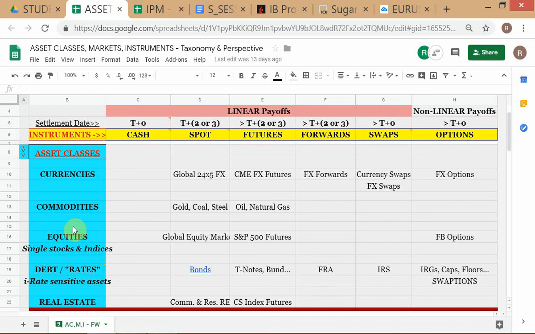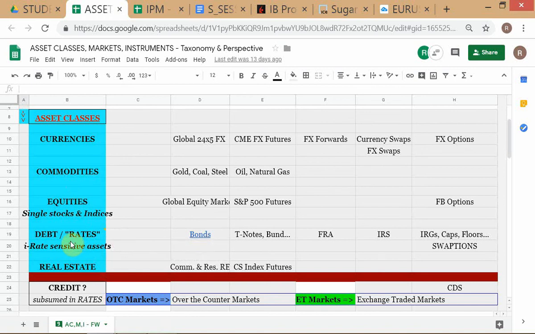Remember, what are the two elements of the liability side of a balance sheet? Yes? Debt and equity, right? Two forms of capital, debt and equity. So when you look at capital markets also, you'll see it's split into equities and debt. We'll be looking at that classification.